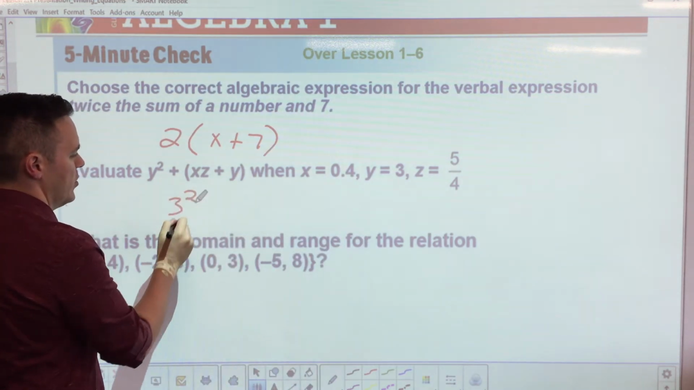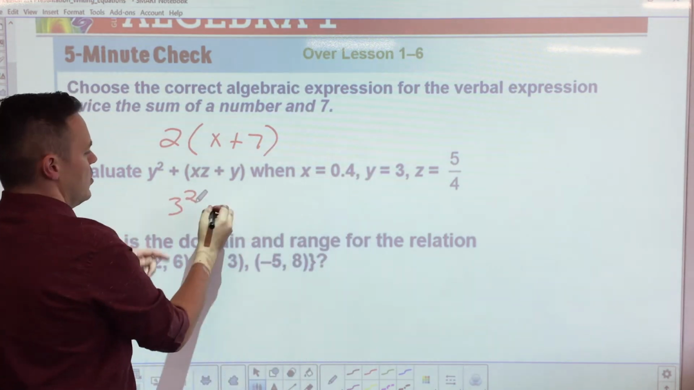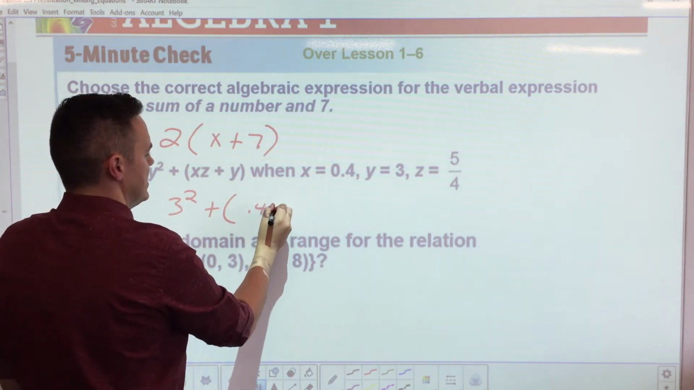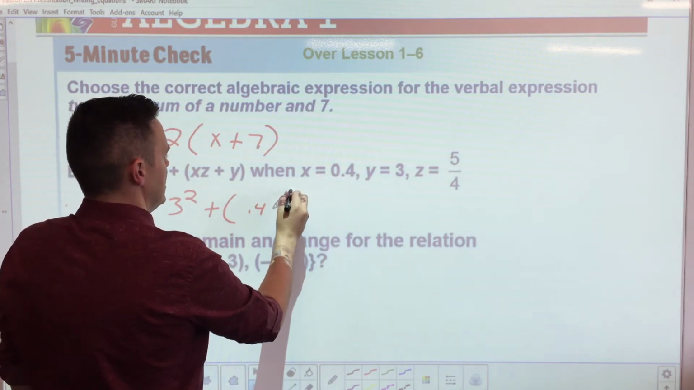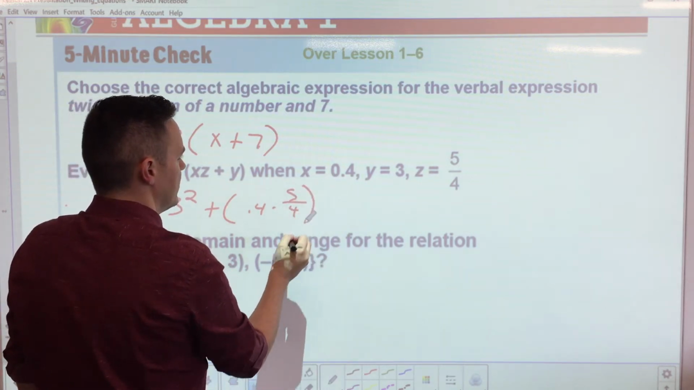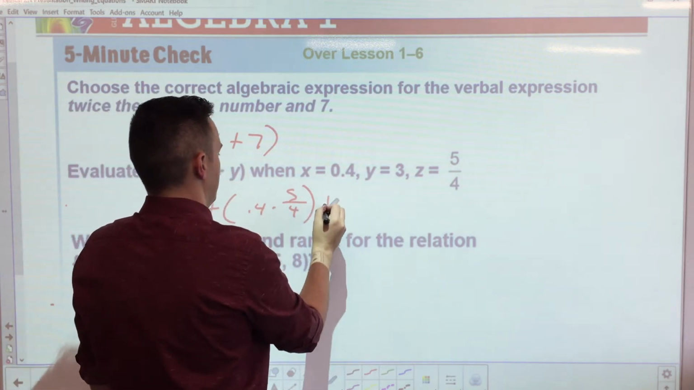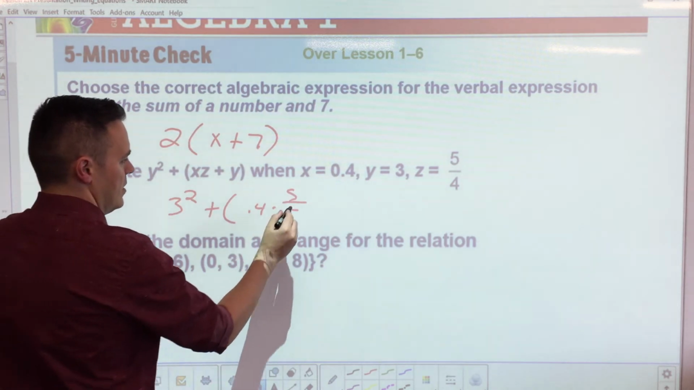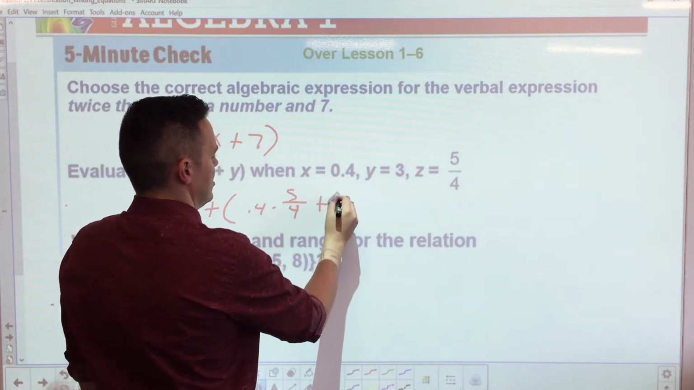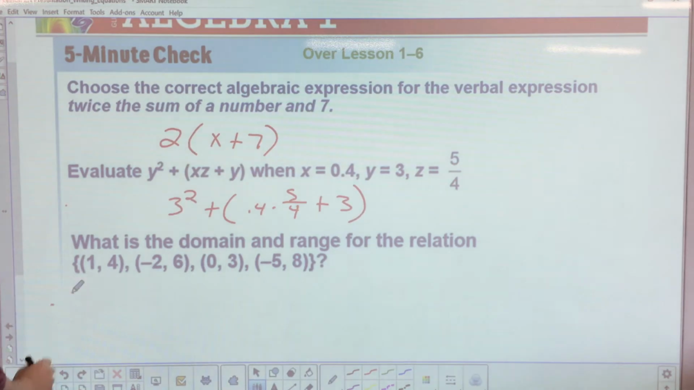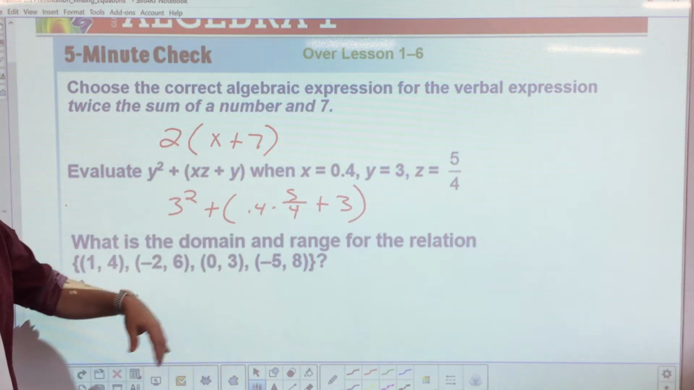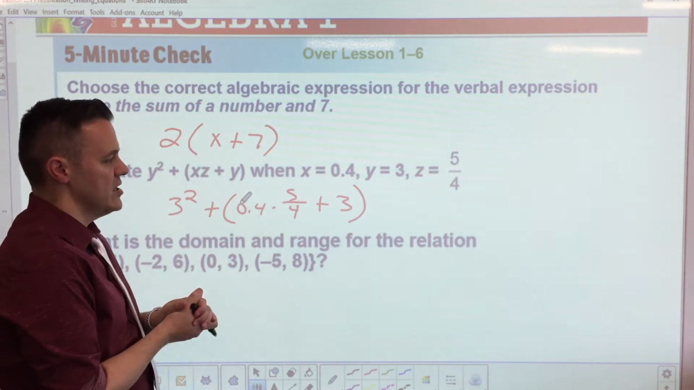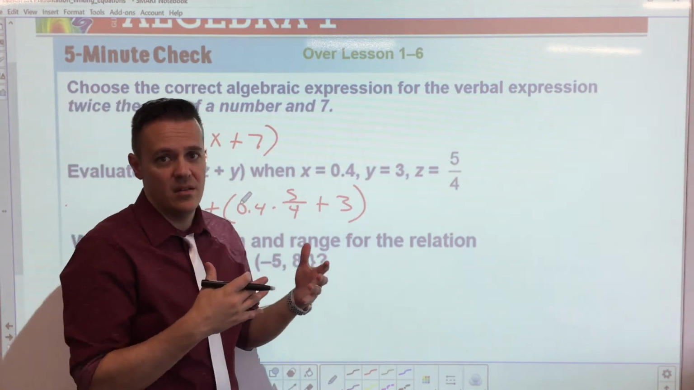So if you remember from earlier, this would be 3 squared plus, and then it's x, so it would be 0.4 times z, which is 5 over 4, okay? And then that would be plus, let me change that bracket. And then it would be plus 3, then close the bracket. So what I'll make sure you guys have on this is understand what you're doing. Let me put the 0 here so we have it. Okay, the best way to solve this, ladies and gentlemen, would be to use a calculator.